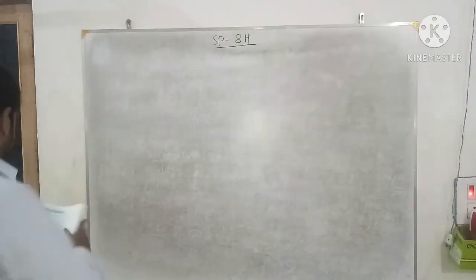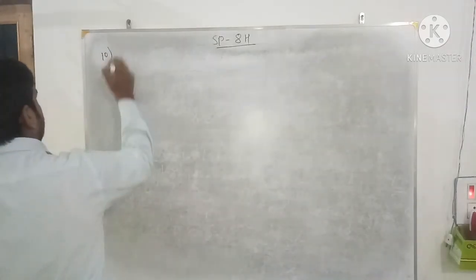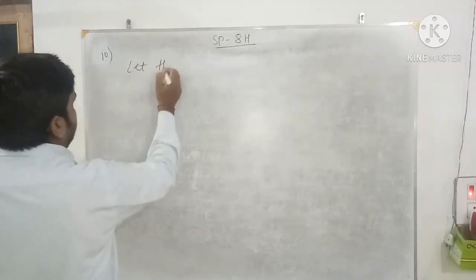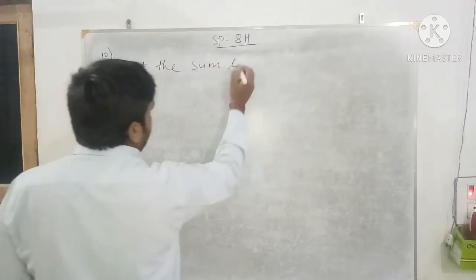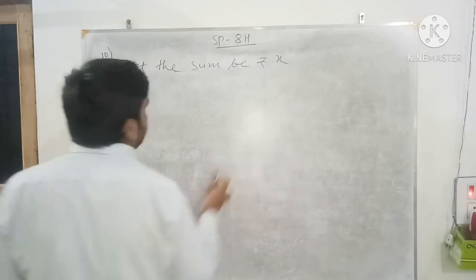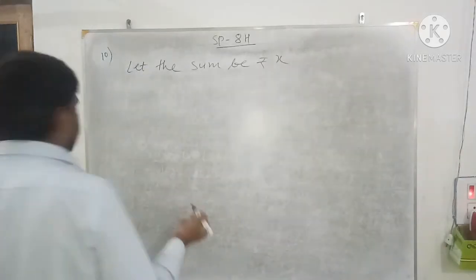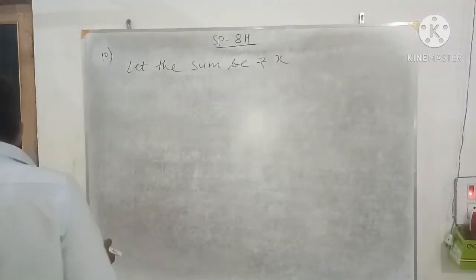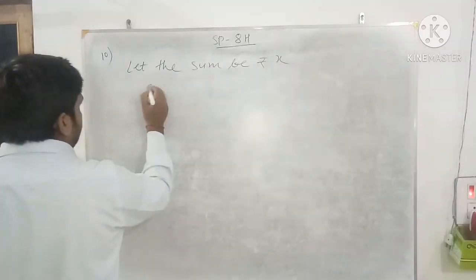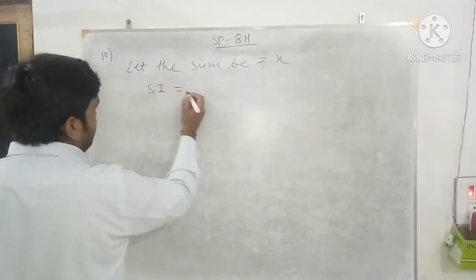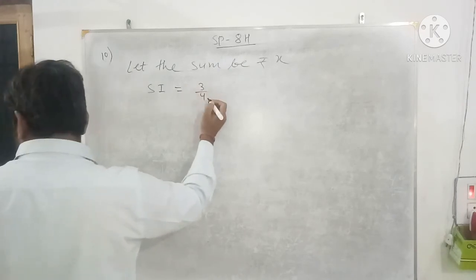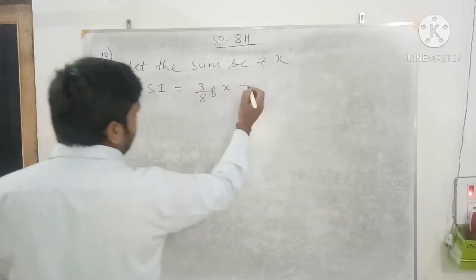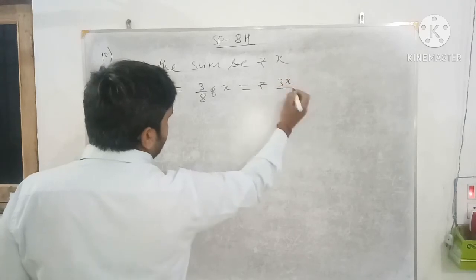See this question number 10. On a certain sum of money, sum we don't know, let the sum be rupees x. Means principal is x. Simple interest, now SI is equal to 3 by 8 of the sum, 3 by 8 of x, that is rupees 3x by 8.